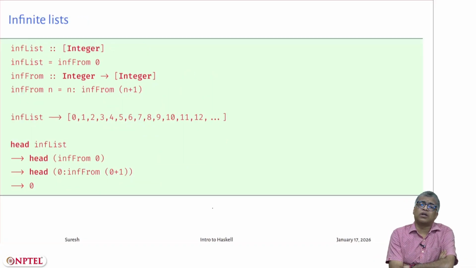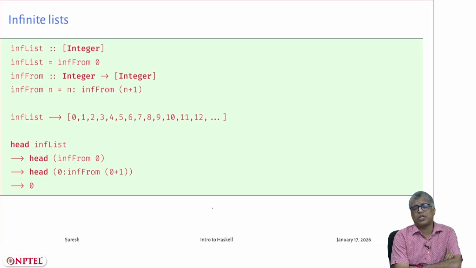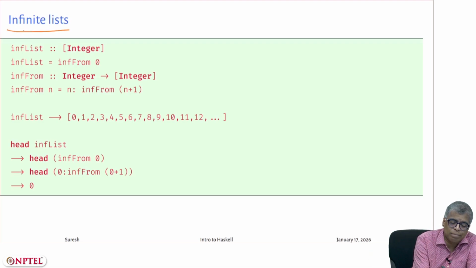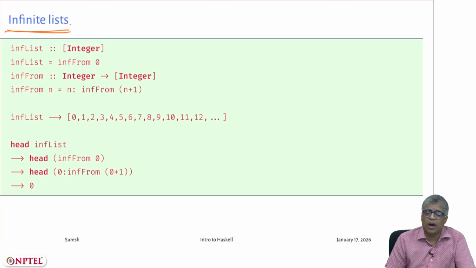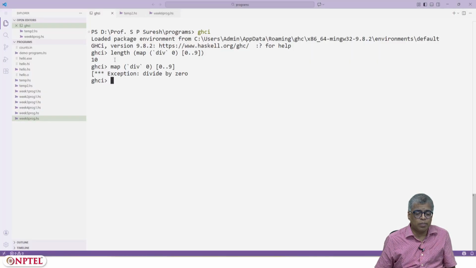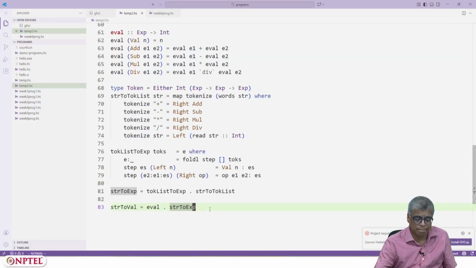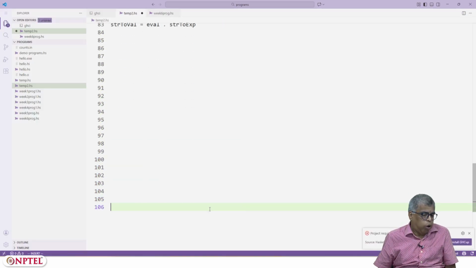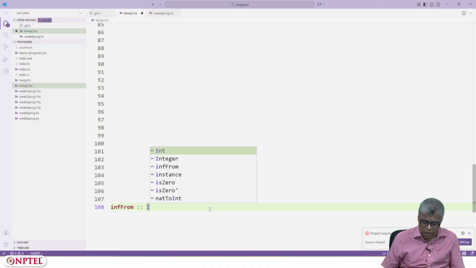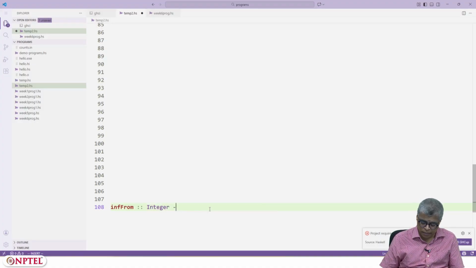Now, this feature that Haskell does things lazily gives you something enormously powerful, which is that you can actually work with infinite lists, actual infinite lists. Let us look at the programs that will allow us to do this. Let me go to my temp2.hs or some file that I have. I can define a function of type inf from, infinite from, which is Integer arrow list of Integer.